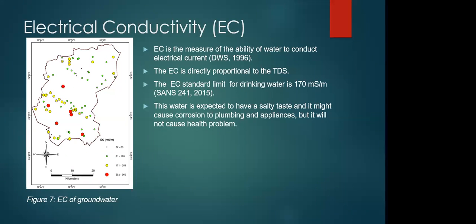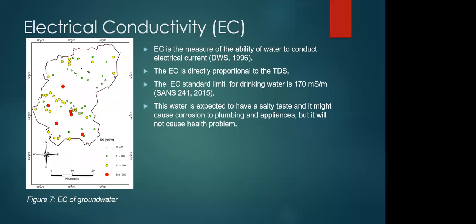The electrical conductivity is the measure of the ability of water to conduct electrical current. So the electrical current is also directly proportional to the TDS. So in most cases, the electrical conductivity is measured instead of TDS, or is measured to estimate the TDS, because it's easier to measure the electrical conductivity as compared to the TDS.